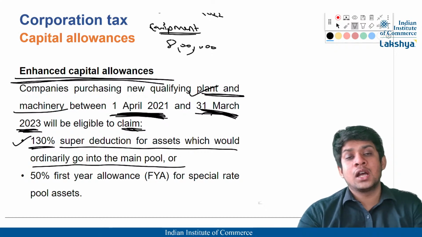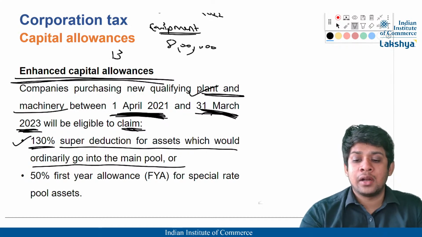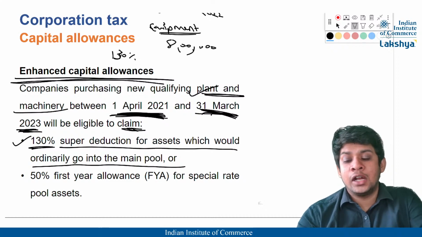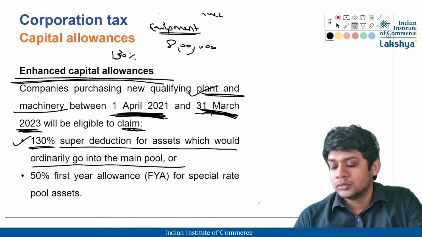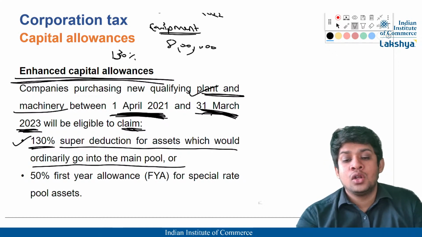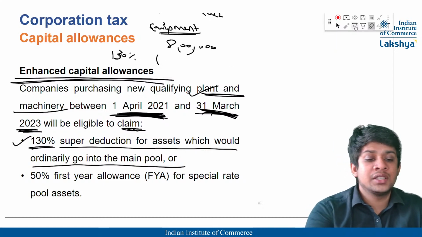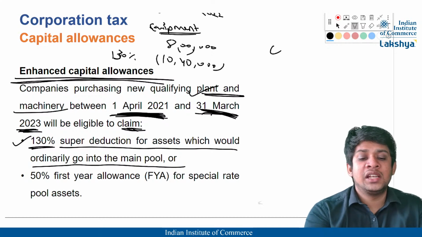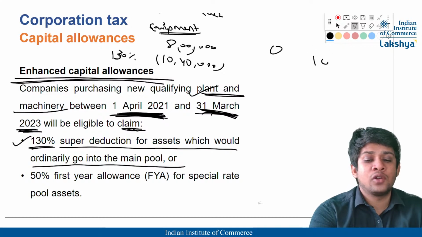So there is a super deduction which is given on this asset, and that is of 130%. Right? That means 8 lakh into 130%, that will give me 10 lakh 40,000. So the total 8 lakh will be eliminated here. Technically, I will just directly say 10 lakh 40,000 will be deducted here. Obviously, nothing will go to my main pool, and the total allowance that I've got is 10 lakh 40,000.